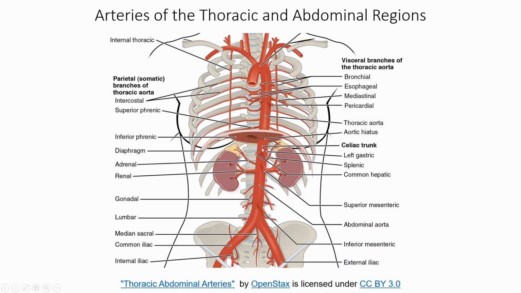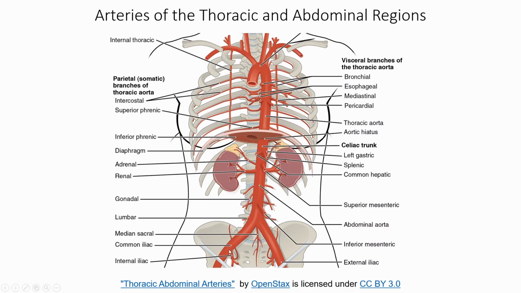And in the celiac trunk, we have the left gastric, the splenic, and the common hepatic. Those are all servicing some of the major organs in the upper digestive system, like the stomach, the liver, and the spleen. We have the superior mesenteric and the inferior mesenteric for the intestine. We have the renal and adrenal, again named for what they service, kidneys and adrenal glands. Gonadal, which will service the gonads. Lumbar. The median sacral, which is running down the middle of the sacrum. And then the common iliac.